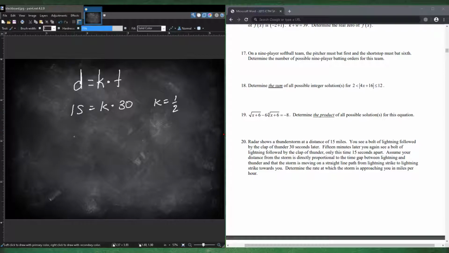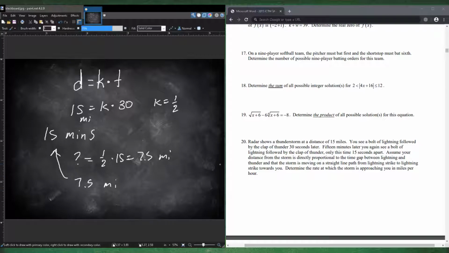So 15 minutes later, you see a bolt of lightning followed by a clap of thunder, this time only 15 seconds apart, right? So now we have some kind of mystery distance, k is 1/2, and our time is 15. So that is our 7.5 as our distance, 7.5 miles. This one's 15 miles, so the storm traveled from 15 miles to 7.5 miles, a distance of 7.5 miles. So it traveled 7.5 miles in 15 minutes.